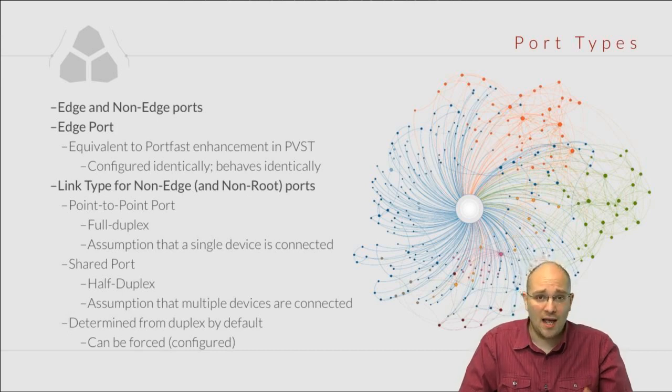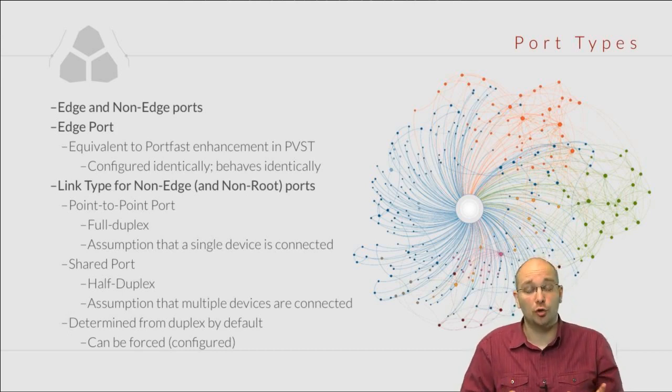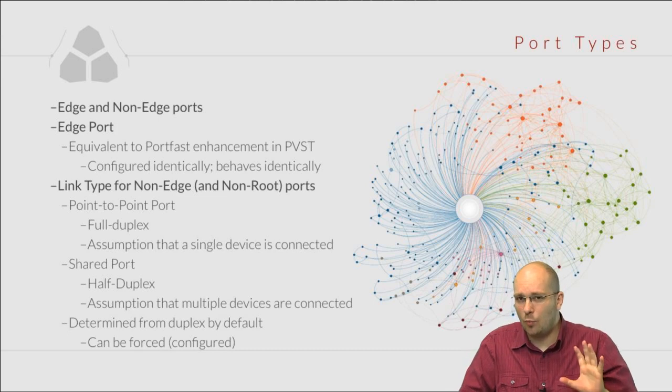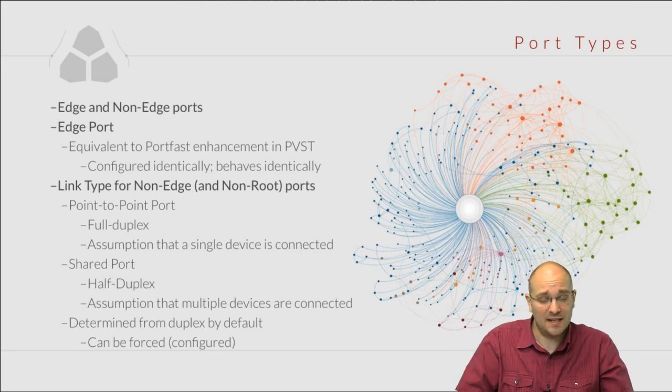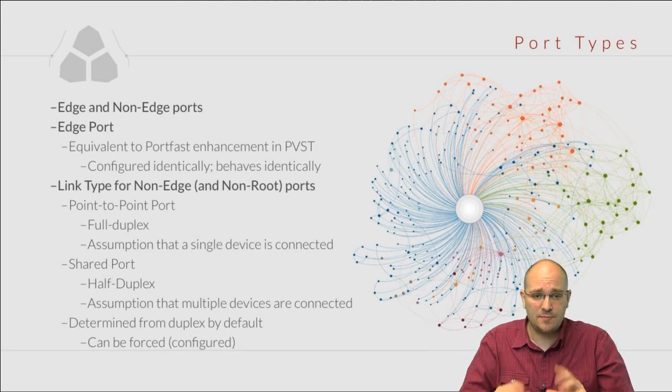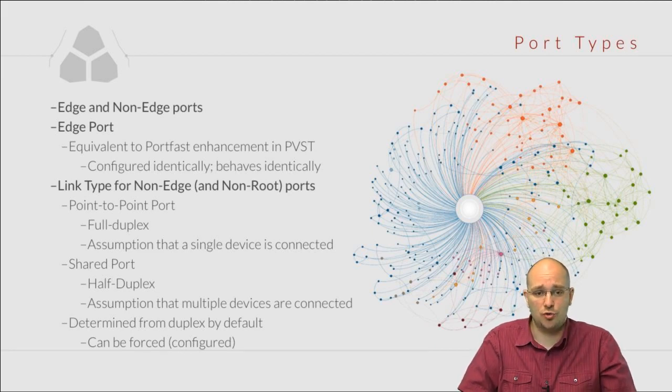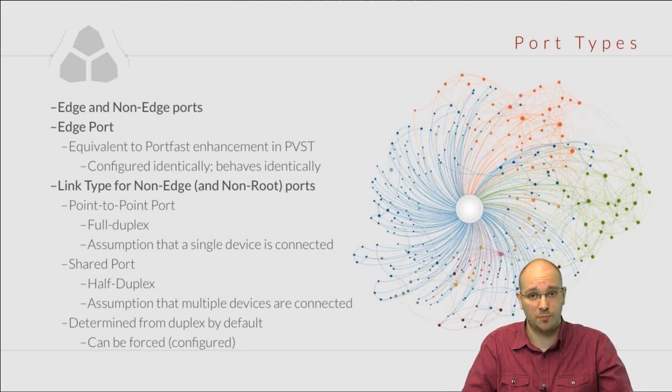Now, for non-edge ports that are also not going to be root ports, why am I making this emphasis on non-root ports? It is going to become clear when we go to the next slide. But for these ports, the non-edge, non-root ports, we have two possible options. One is that they are considered by the spanning tree to be point-to-point ports, and the other one is that they are considered to be shared ports. Now, what is the difference between these two?